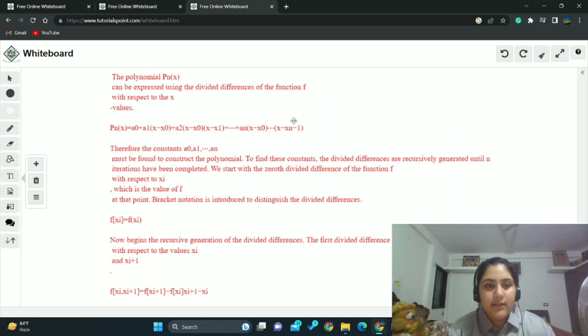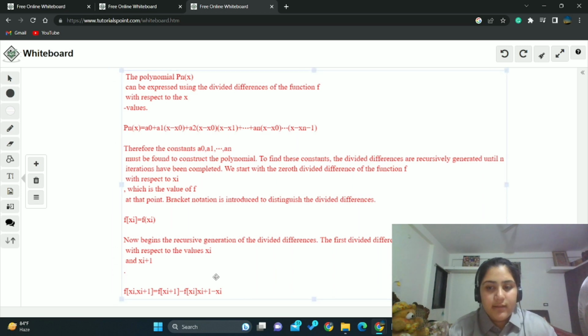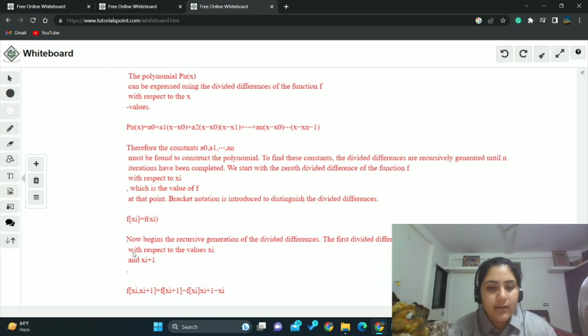Here is given how we can calculate the first divided difference from the formula of the Newton divided difference interpolation. So this is given here. You can see it over here. This is the formula for the Newton divided difference, and from this the first divided difference is derived.